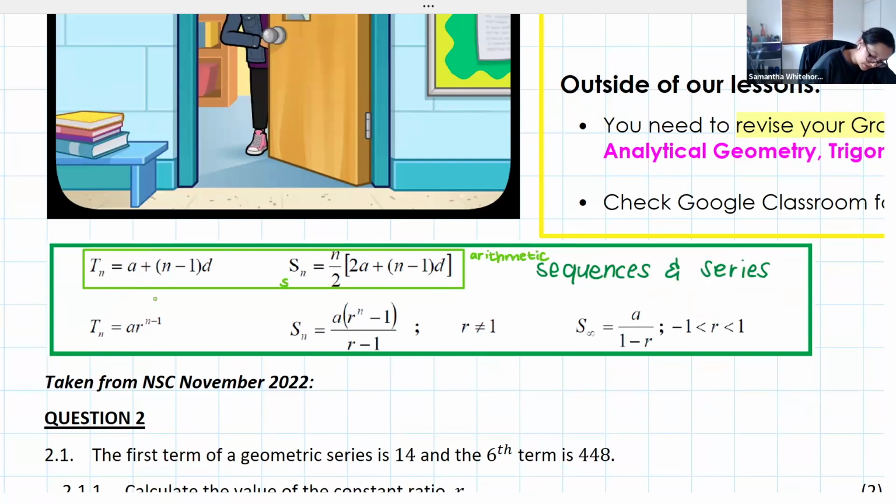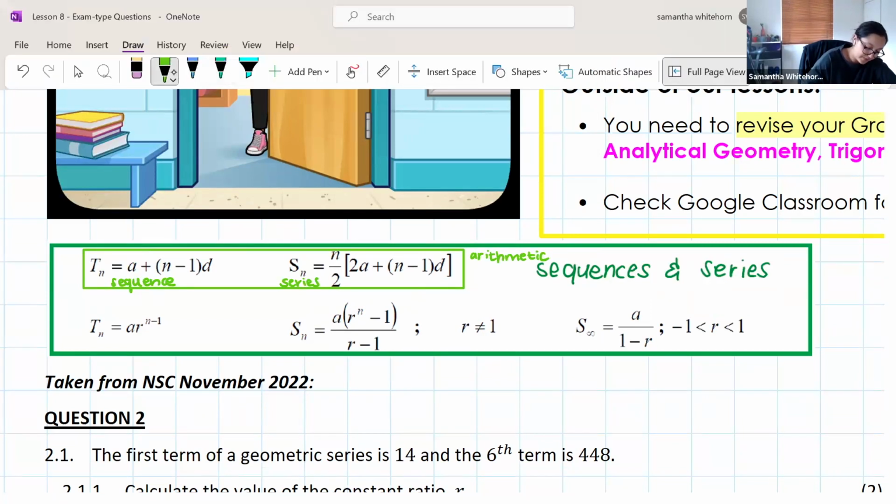And remember, this is your series formula, so it's the sum formula, and this is your sequence formula if you want T of n. So those are your arithmetic formulae.